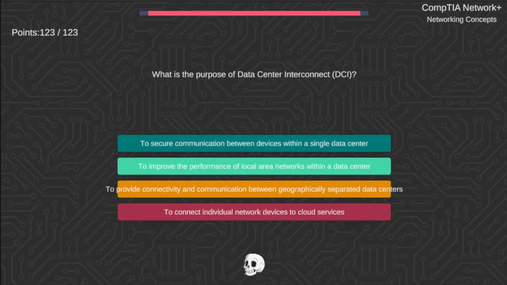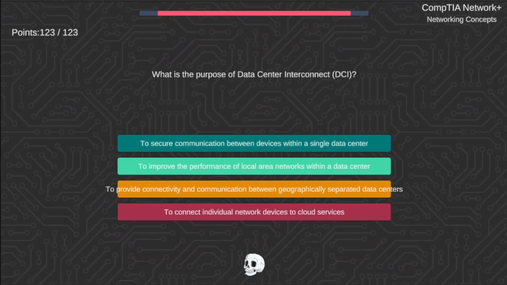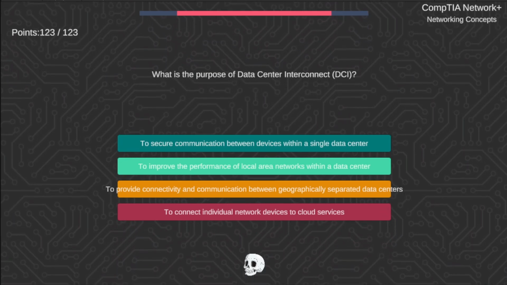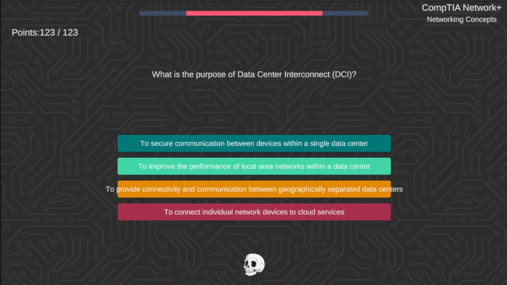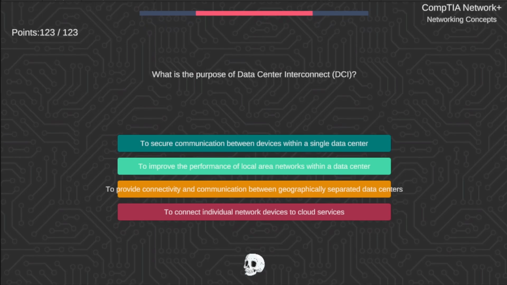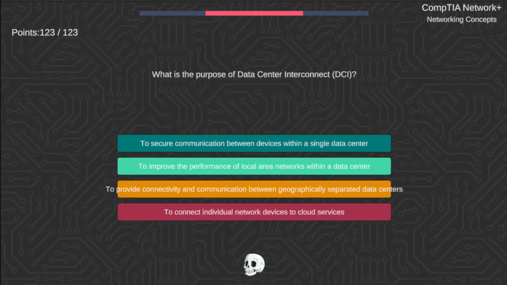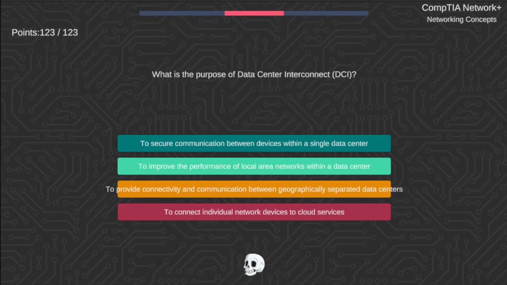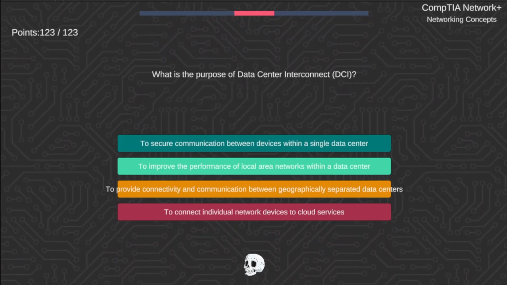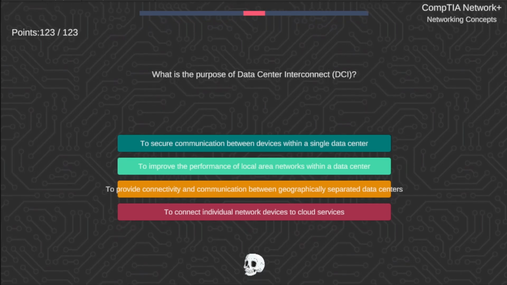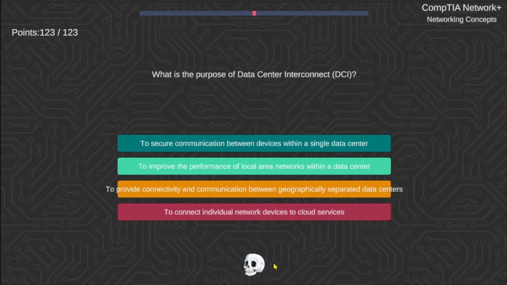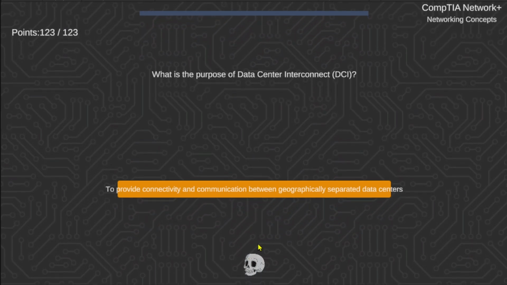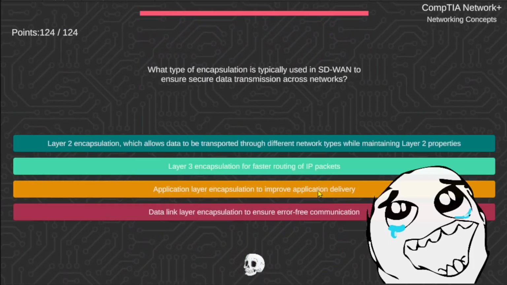What is the purpose of Data Center Interconnect, or DCI? To secure communication between devices within a single data center, to improve the performance of local area networks within a data center, to provide connectivity and communication between geographically separated data centers, or to connect individual network devices to cloud services. The purpose of Data Center Interconnect, DCI. Correct answer is to provide connectivity and communication between geographically separated data centers.